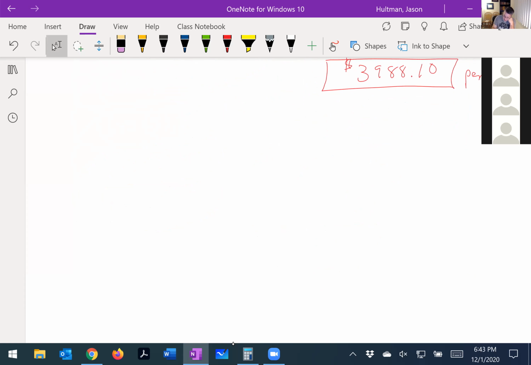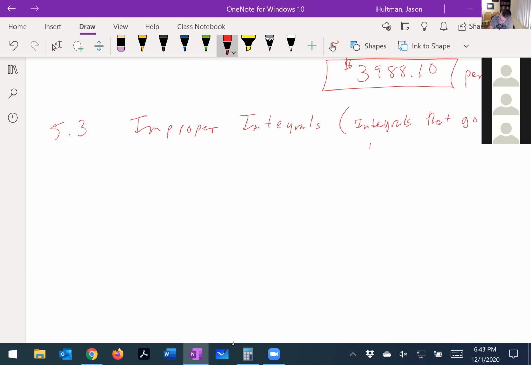Okay, that's it for 5.2. Let's jump into 5.3. Okay, 5.3 is improper integrals, or integrals that go to infinity. Integrals that go to infinity and beyond.